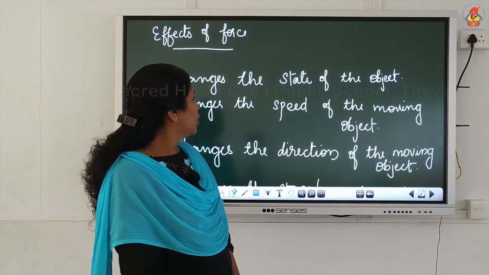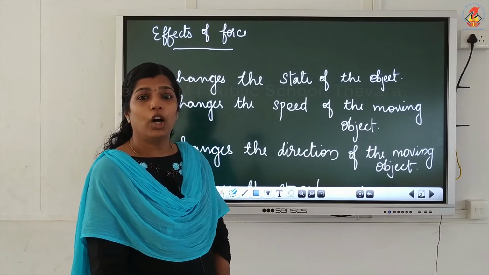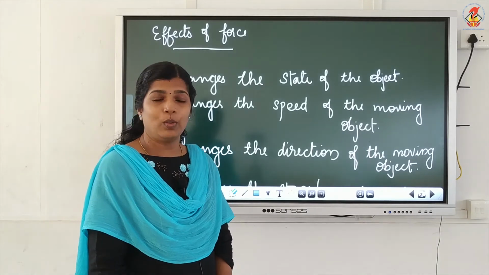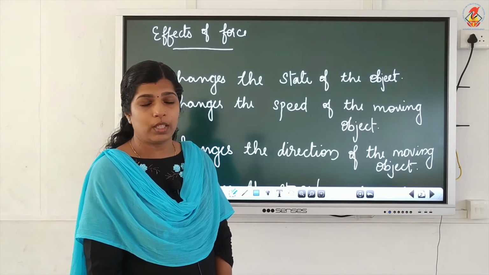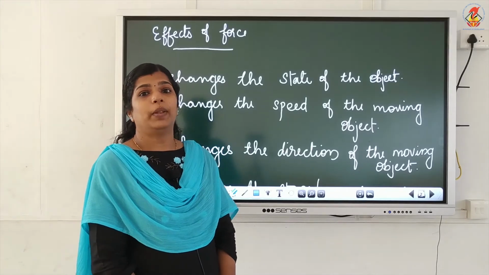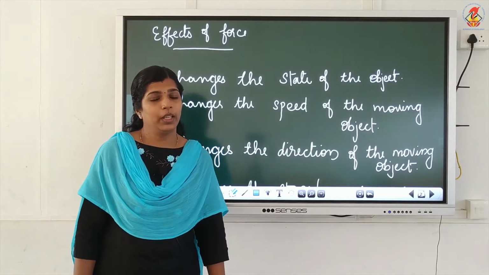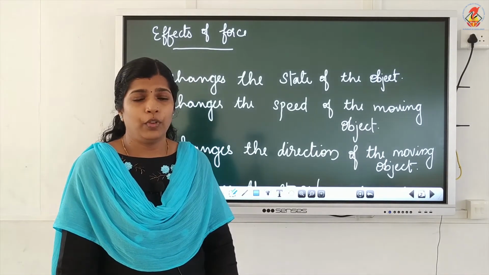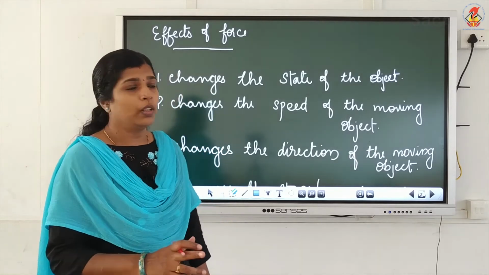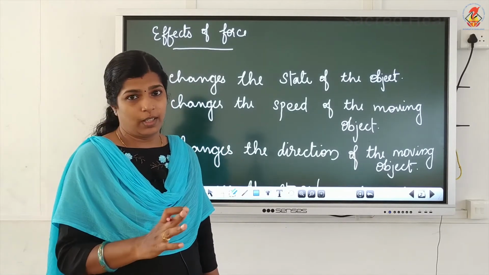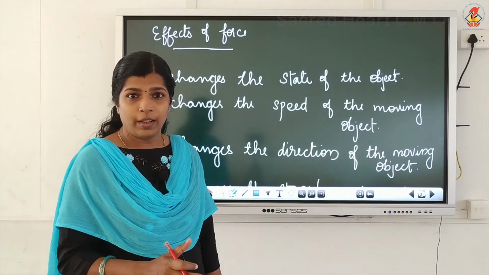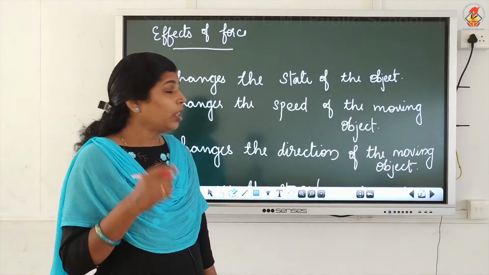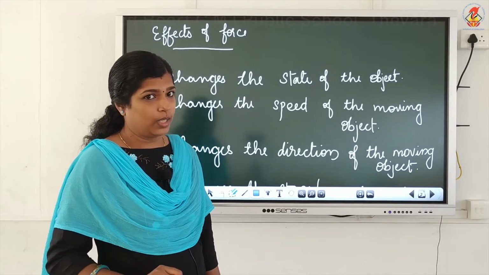Then the second one: change the speed of the moving object. If you want to increase or decrease the speed of a moving object, we need to apply a force. If you apply a force in the direction of motion, the speed of that object will increase. If you apply a force opposite to the direction of motion, then the speed of that object will decrease.